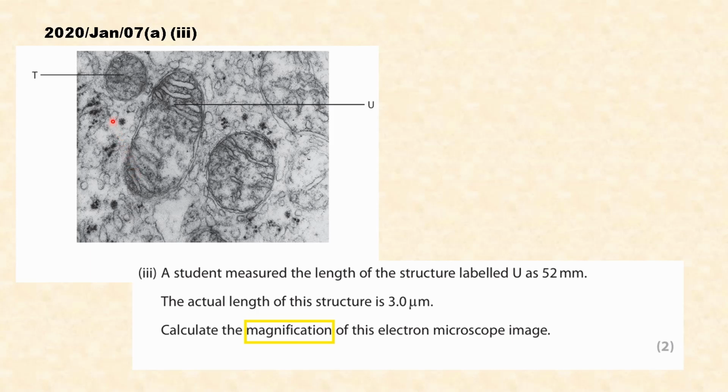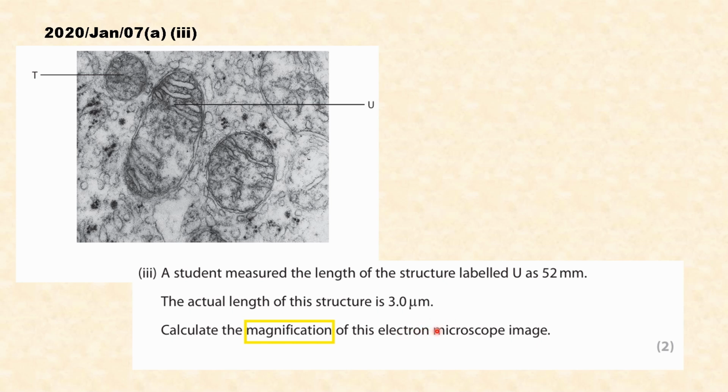The next question is from the January 2020 paper. We are given a picture of a mitochondrion this time, and the student has already measured the length of the structure labeled U as 52 mm. Since the measurement is provided, there is no need for you to take any measurements yourself. The actual length of this structure is given as 3 micrometers. To solve this, we need to convert the measured length into micrometers to match the units.